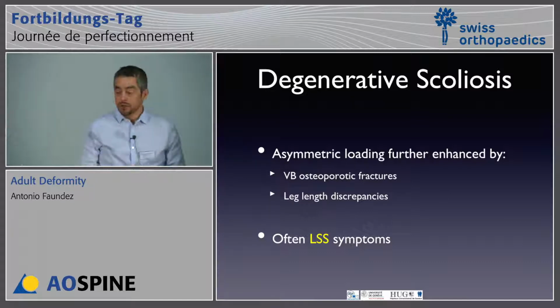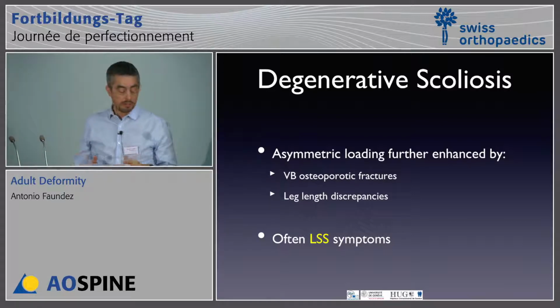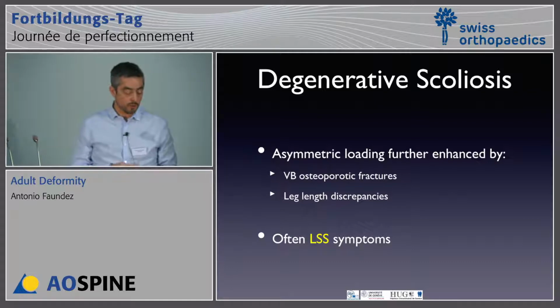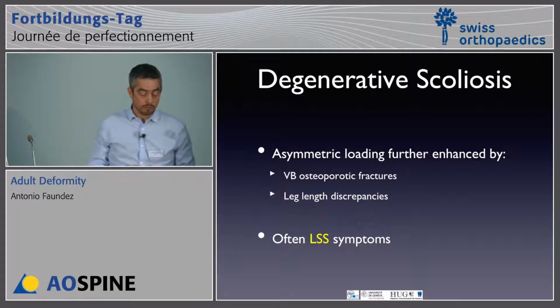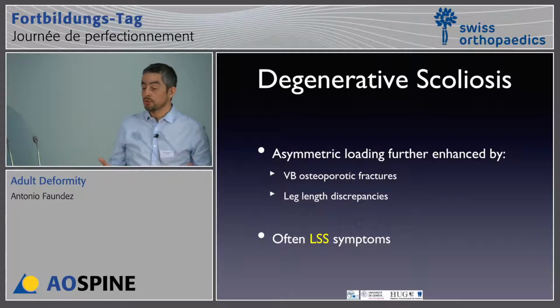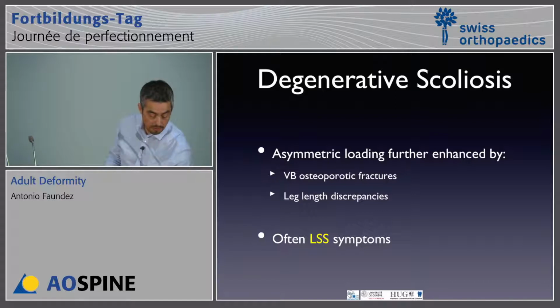So degenerative scoliosis, there can be asymmetric loading, further enhanced by vertebral osteoporotic fractures, although there are some studies that show that there's no increased risk of progression in osteoporotic patients. It's also due to leg-length discrepancy, and there are often lumbar spinal stenosis symptoms.